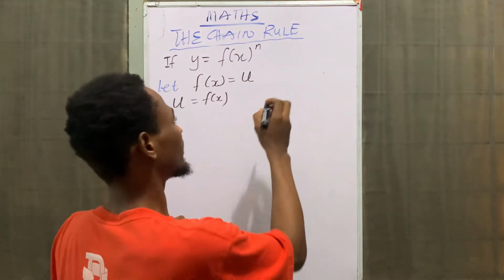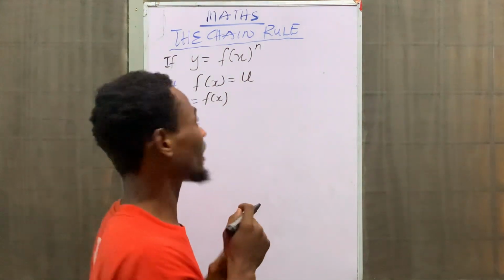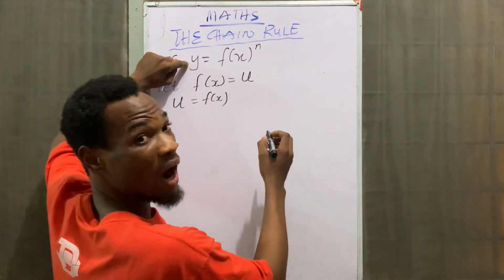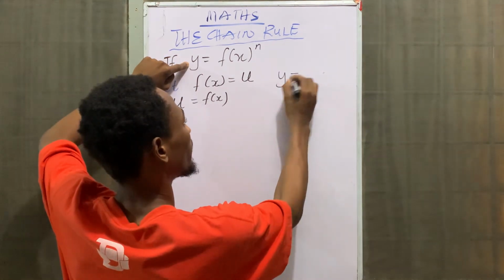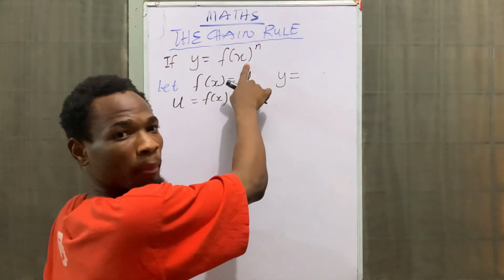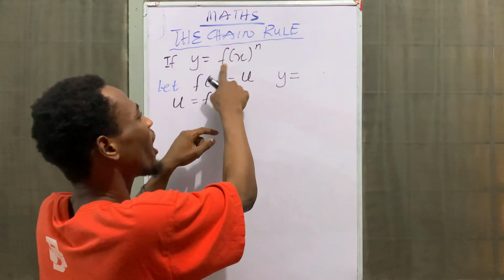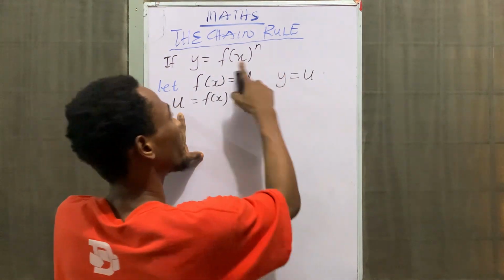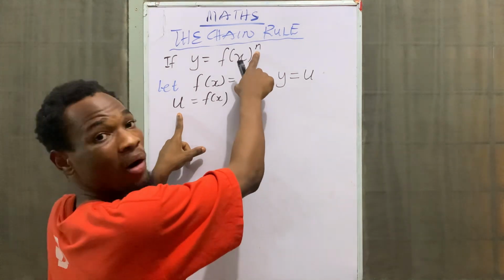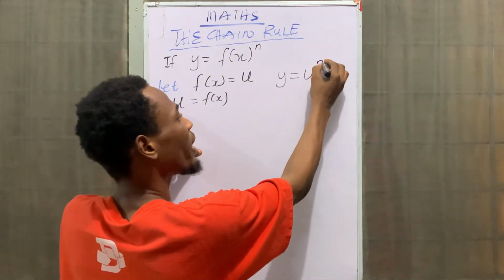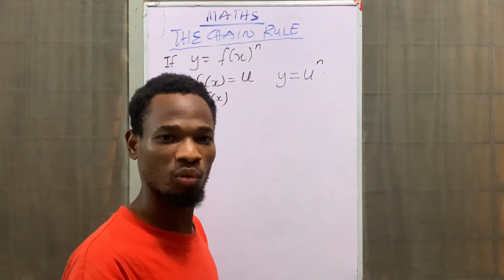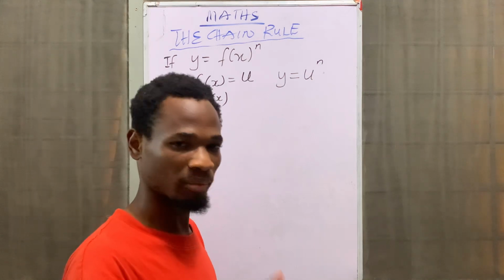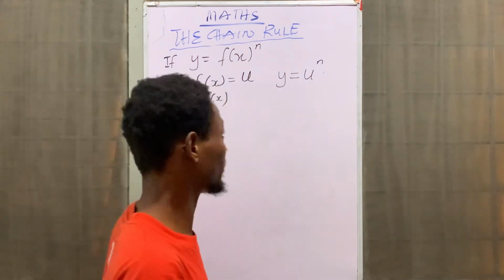And what does it imply? This implies that this y over here equals f of x to the power n. But I now know that f of x is u. So it will be u to the power n. It's just simple. Are you okay? By self-intuition, you should understand this.